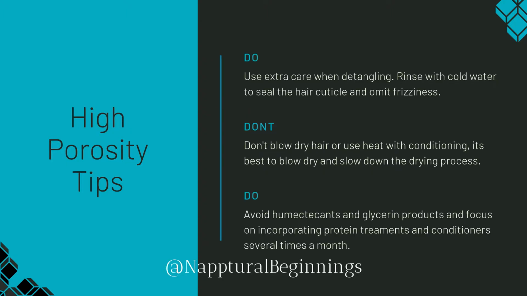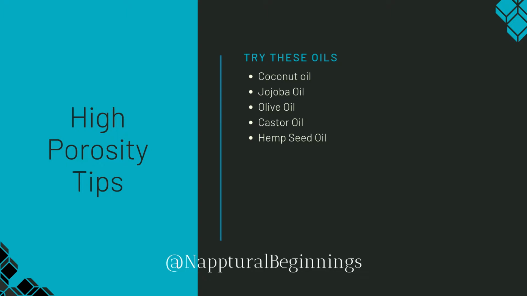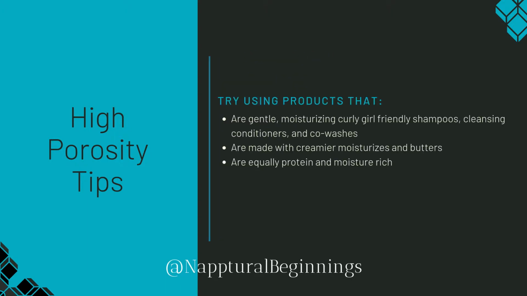Moving over to high porosity, you have to make sure to do the following. Use extra care when you detangle the hair. High porosity hair is usually in a more fragile state because of the spaces and gaps in the cuticle. Rinsing with cold water will help to seal the cuticle once you wash hair and deep condition. A few oils that are recommended for high porosity hair include jojoba oil, castor oil, and olive oil. These are heavier oils that will do a much better job at sealing.